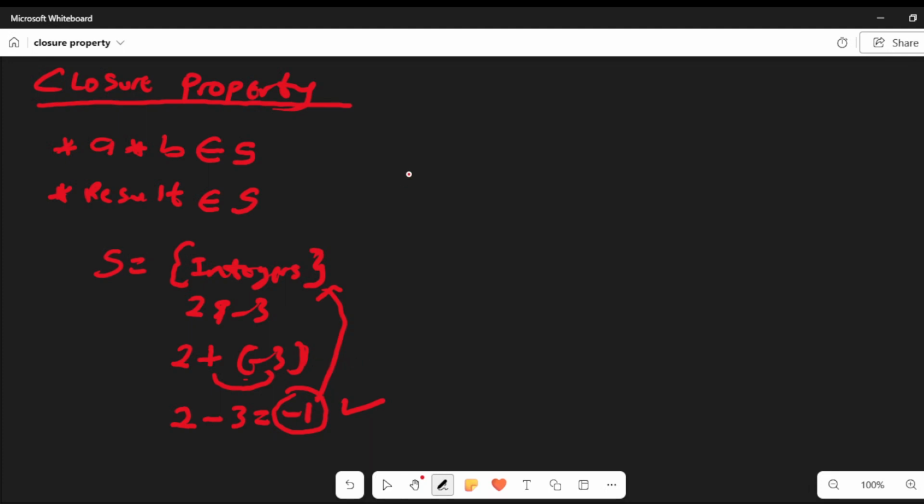Now let's test whether set S is closed under subtraction: 2 minus -3. To open this bracket, we multiply the minus and minus together. Minus multiplied by minus is plus, and 2 plus 3 is 5. This 5, the result of 2 minus -3, is also a member of set S because it is an integer. That means set S is closed under subtraction here.